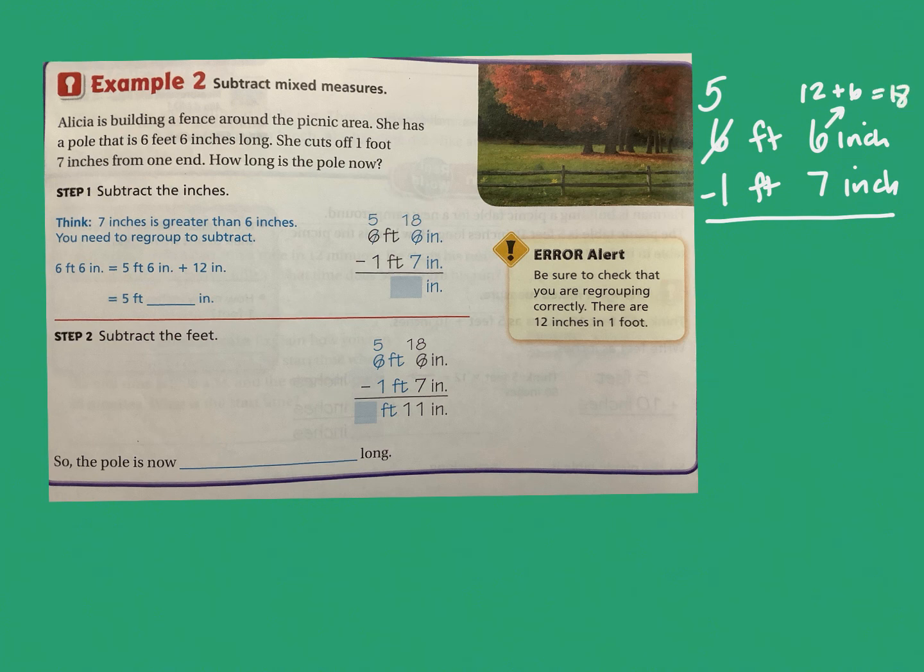Normally we'd carry over and put the 1 in front of it and call it 16. But remember, this isn't running off of a base 10 system. There's 12 inches in a foot. So that ended up being 18 because of the 12 plus 6. Now I can subtract, so 18 subtract 7 is 11 inches. Different color for that would be better. 11 inches. And then 5 feet minus 1 foot is 4 feet.